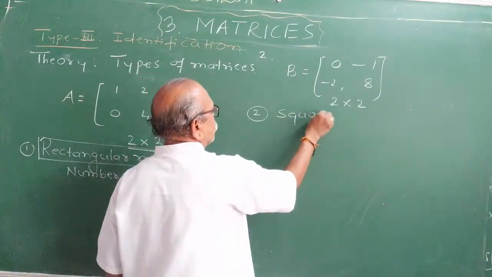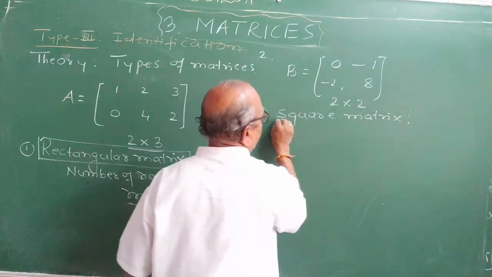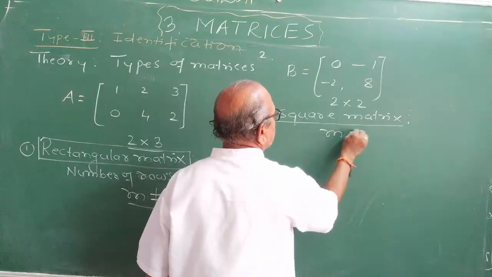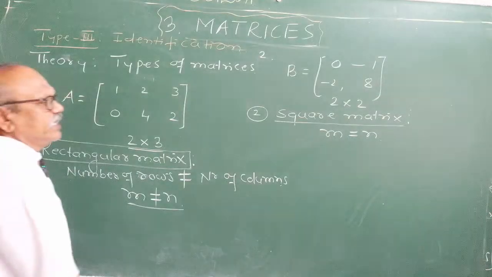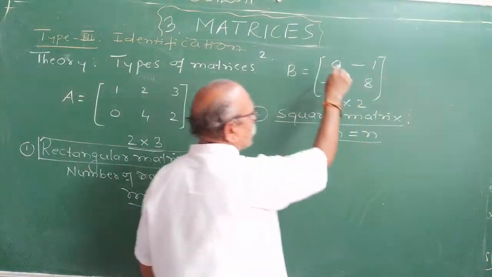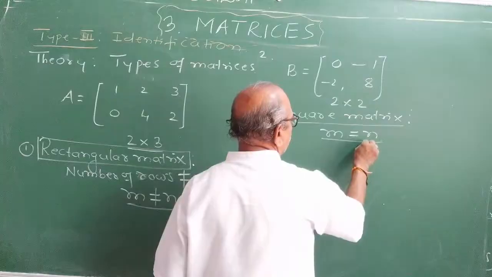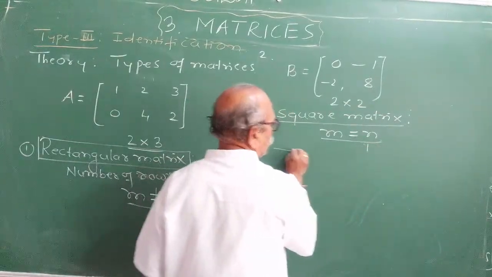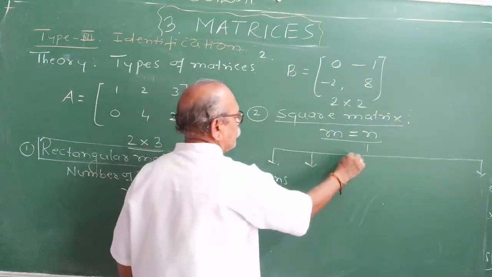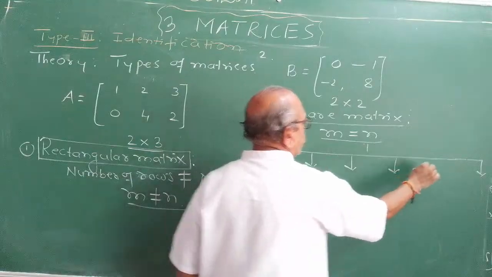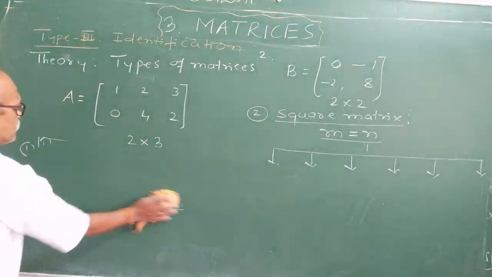Square matrix. A matrix is said to be square if m is equal to n, that is, the number of rows is equal to the number of columns. Then the matrix is said to be what? A square matrix. In square matrices, there are different types of matrices, very, very important. I will give some examples. You can collect them later and write them. On the left side, I will go on giving you some matrices, and you try to identify them.